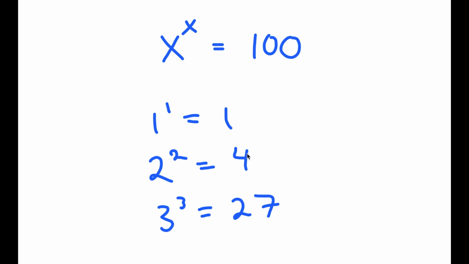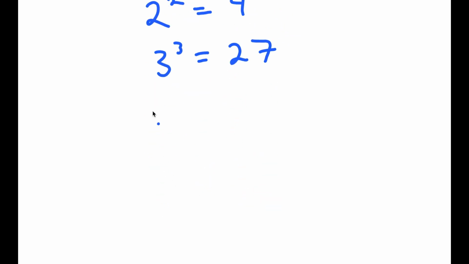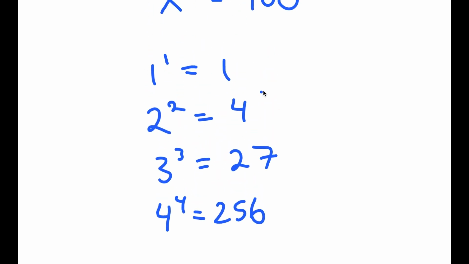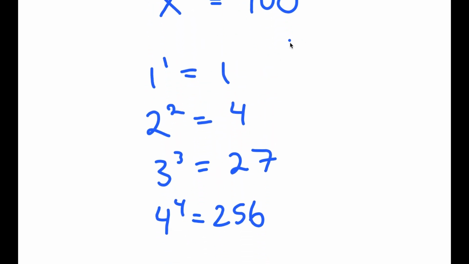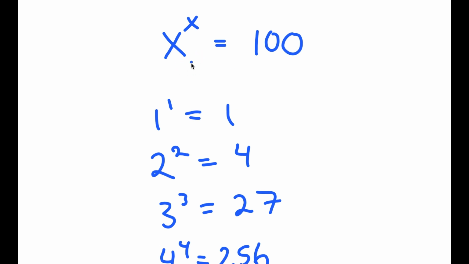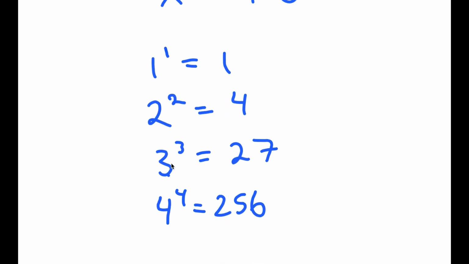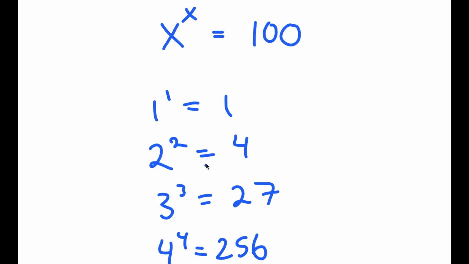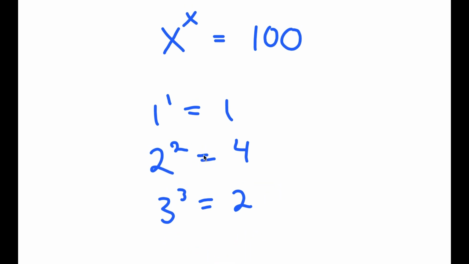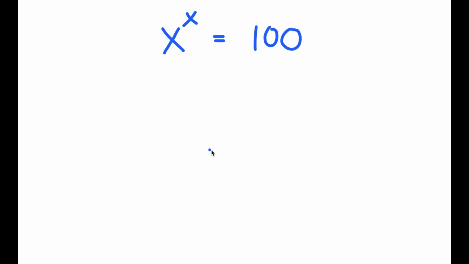Now, what about 4 to the power of 4? This is equal to 256, and this is more than double of 100. So we know our solution, x, is going to be somewhere in between 3 and 4. It's going to be a decimal value. So now that we know that, let's go ahead and actually solve for the value of x.